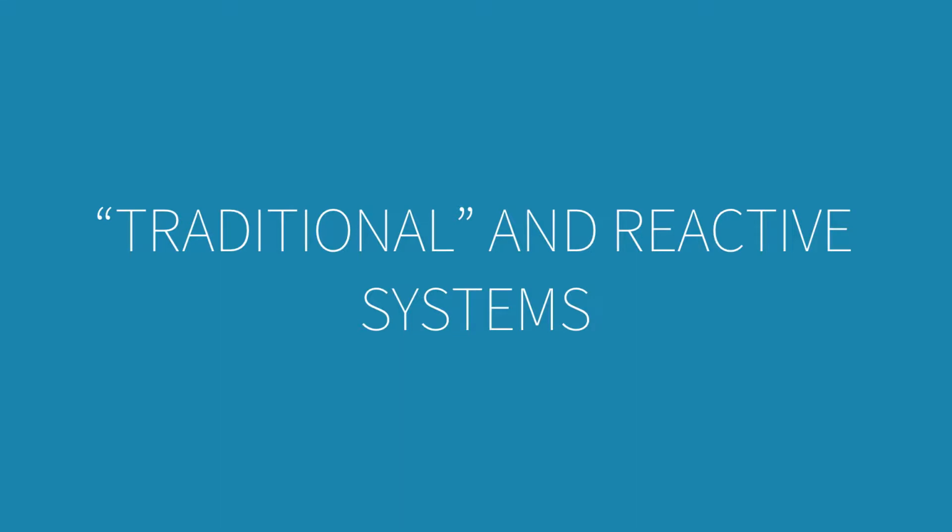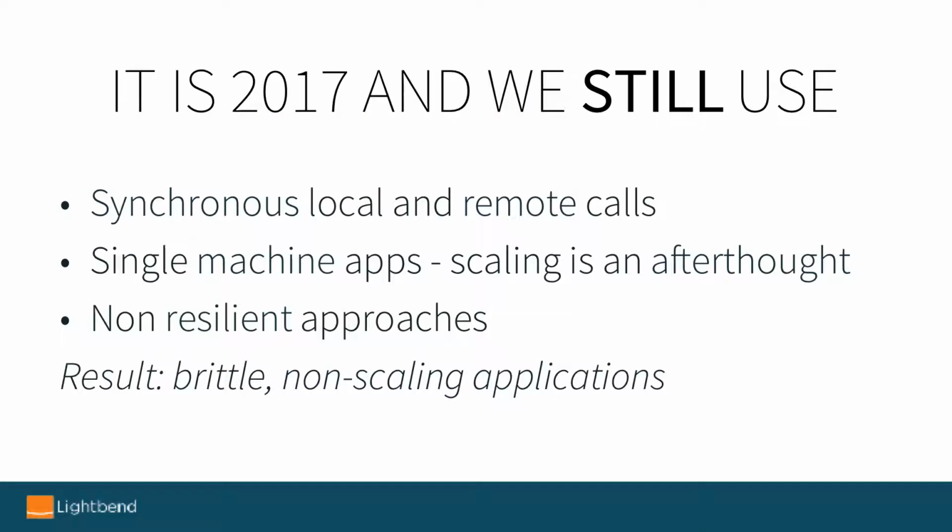So, traditional and reactive systems. It's 2017, and we still use synchronous local and remote calls. We're building our apps as single machine apps. Scaling is an afterthought, and we use non-resilient approaches. The result of this is, as you know, brittle, non-scaling applications. This is very similar to when I started in '98. Microsoft delivered the N-tier architecture. There were Java applets, servlets, J2EE, Spring, which resulted in Spring Hibernate. And that's basically where a whole lot of Java developers are today, this Spring Hibernate domain. So how can we improve?